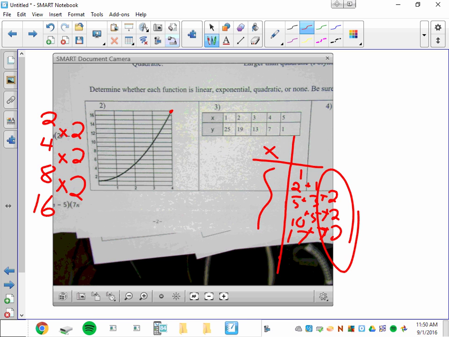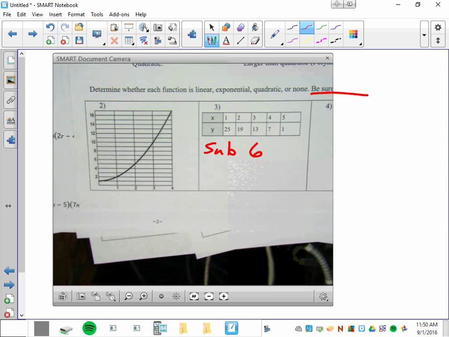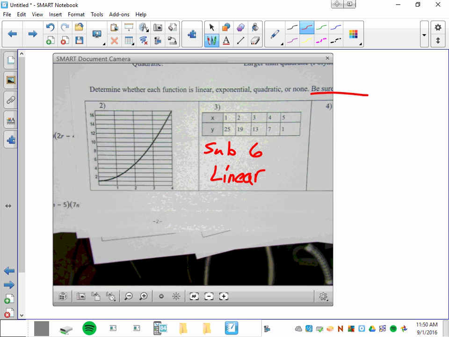Okay? Look at number 3. Do you see a pattern in number 3? Subtract 6. So it says you need to explain, so be sure to explain. The pattern is subtract 6. So this one is linear.